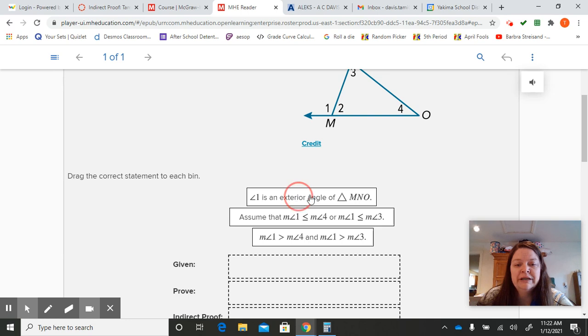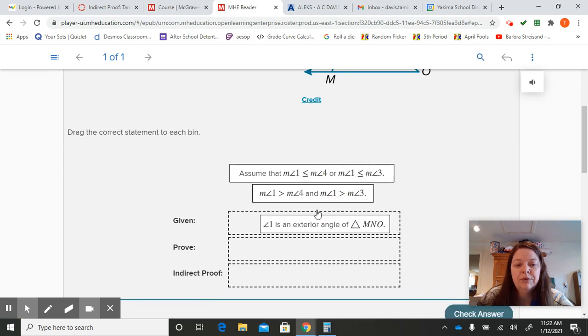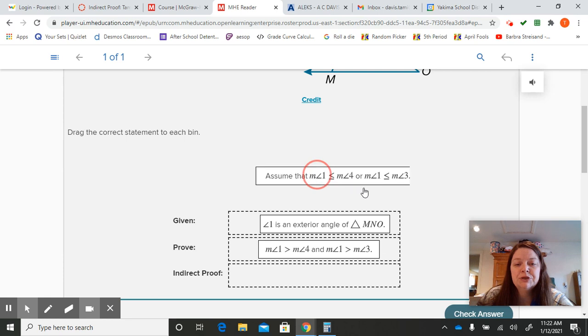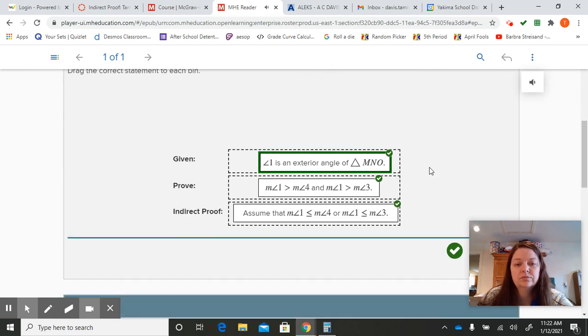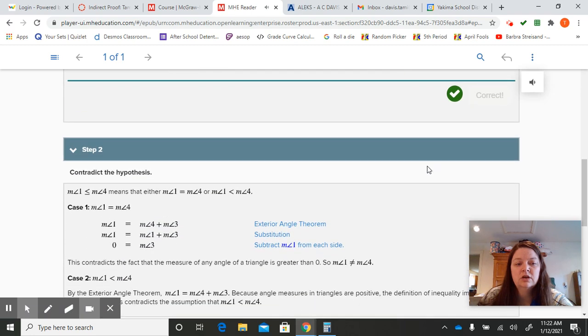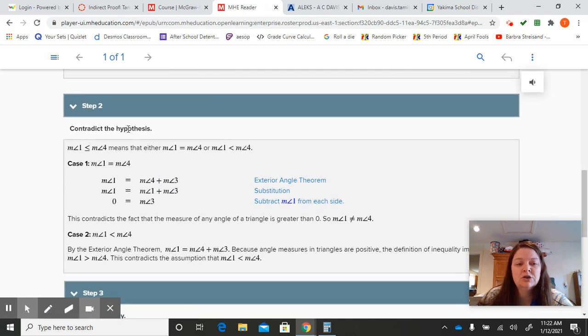So we know that angle 1 is an exterior angle of our triangle, and we want to prove that it is greater than either angle 3 or angle 4. So we're going to assume that it is less than or equal to either 3 or 4. Our first thing we have to do is contradict the hypothesis.